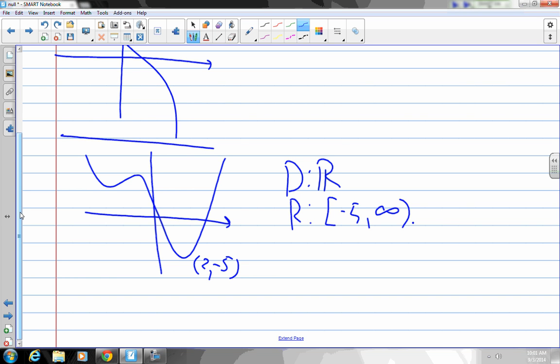Well, it does matter. Because what does the square thing mean? What is the difference between a bracket and a parenthesis? Yeah, so -5, that tells me that -5 is part of that set. Infinity, we can never include infinity. So infinity always has a parenthesis.